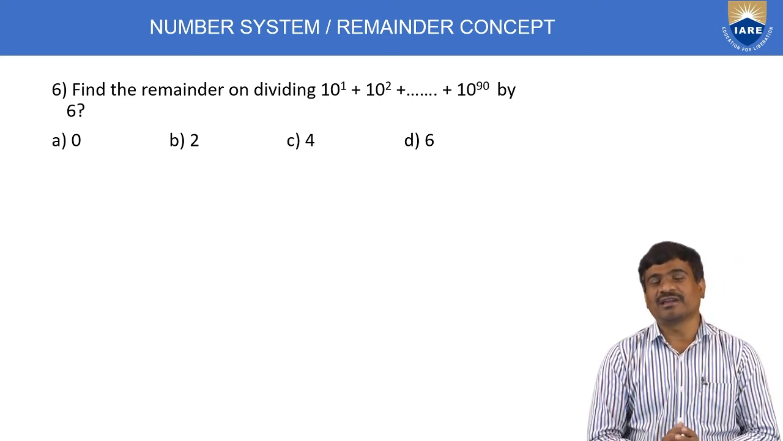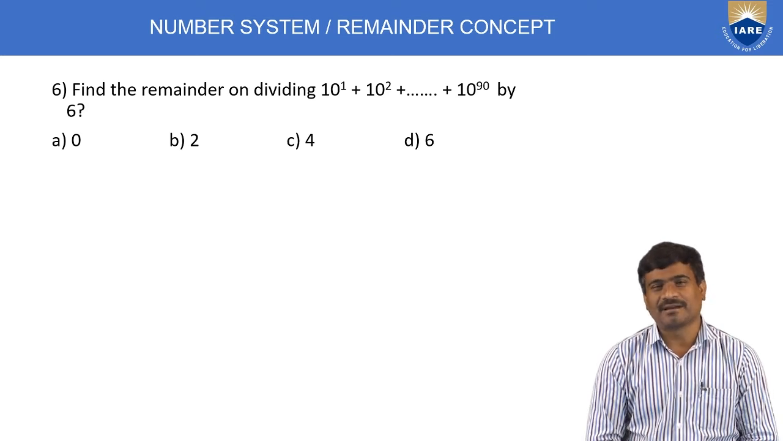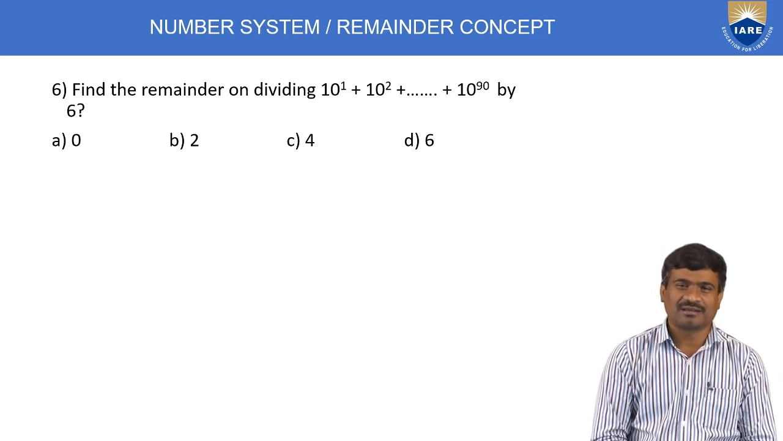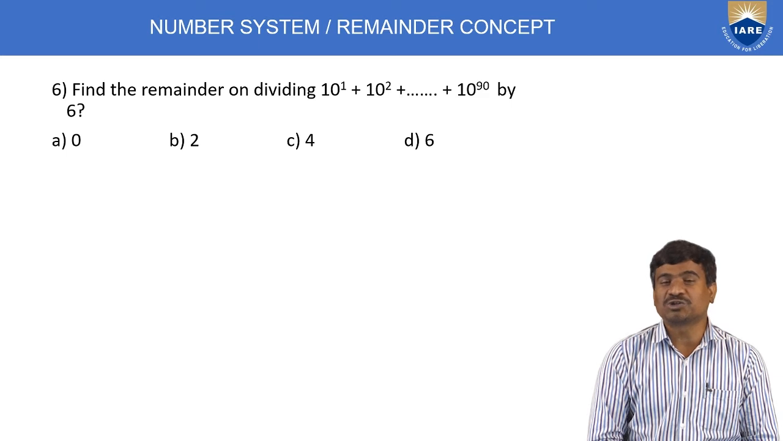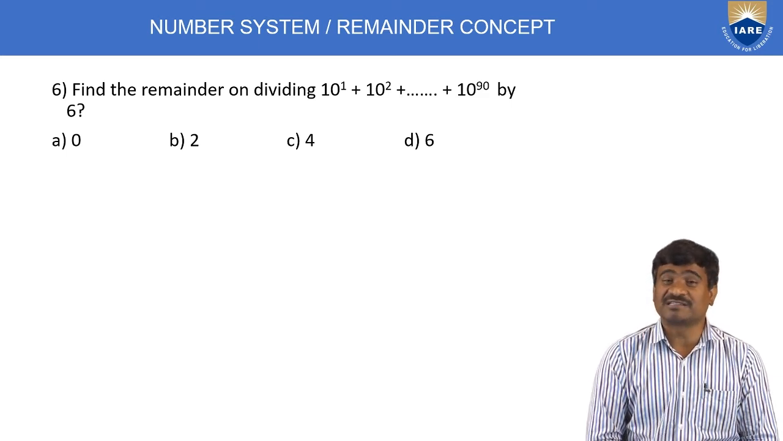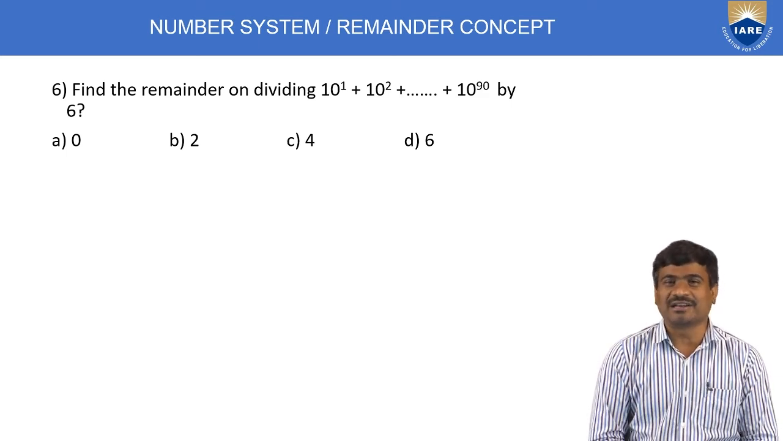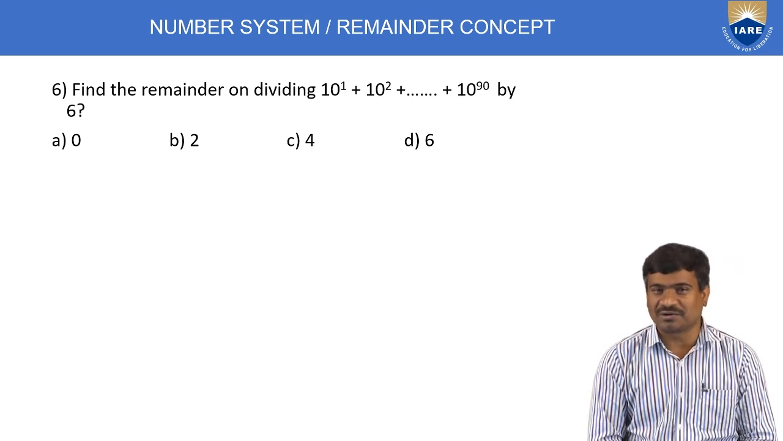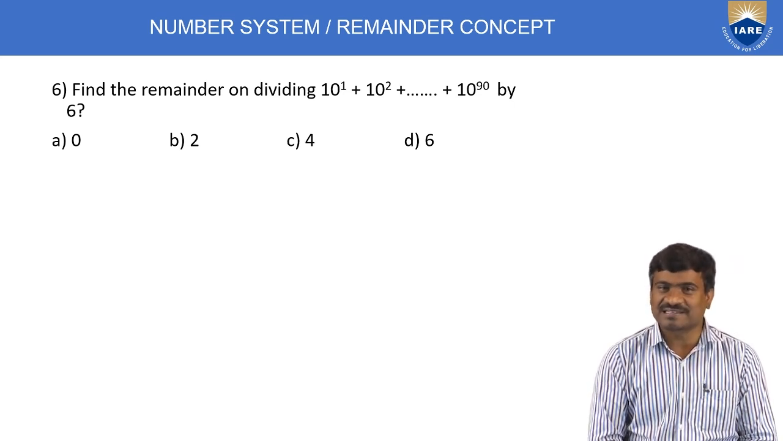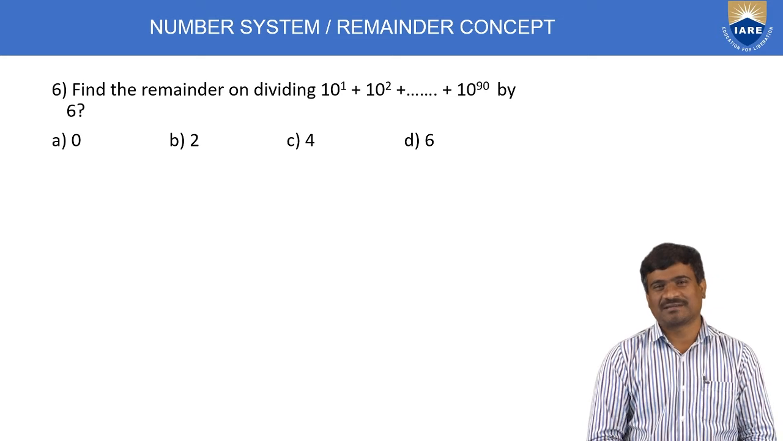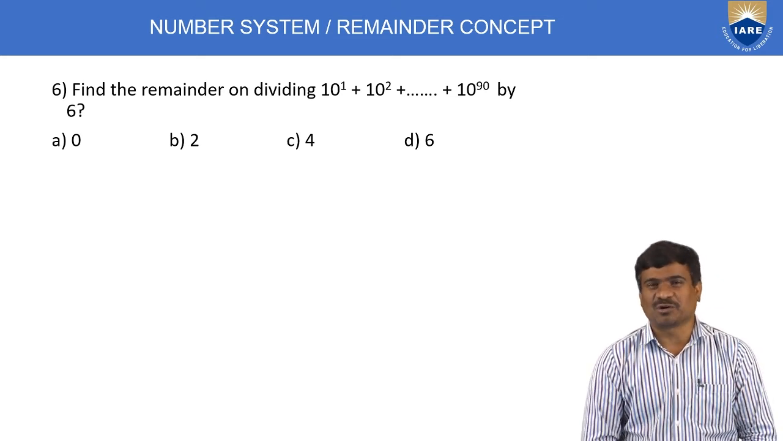Method: first calculate the individual remainders. Next, apply the operator. Finally, that answer should be less than 6. If it is more than 6, divide by 6 again and convert the result into less than 6. If it is less than 6, that option is correct. This is the concept of the topic.